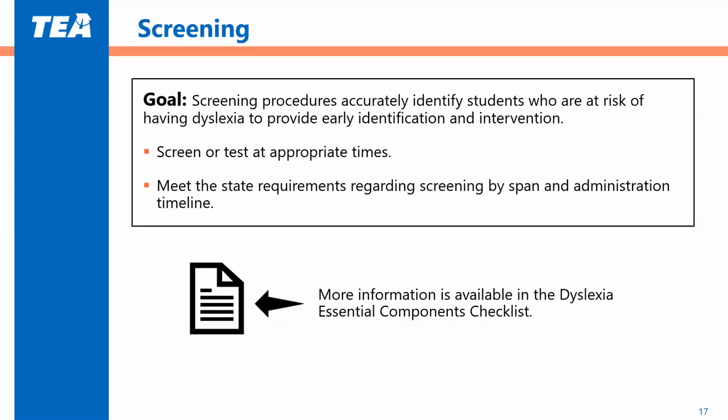The first section in the Dyslexia Essential Components checklist is screening. The goal for screening is to ensure procedures accurately identify students who are at risk of having dyslexia in order for the school to provide early identification and intervention.